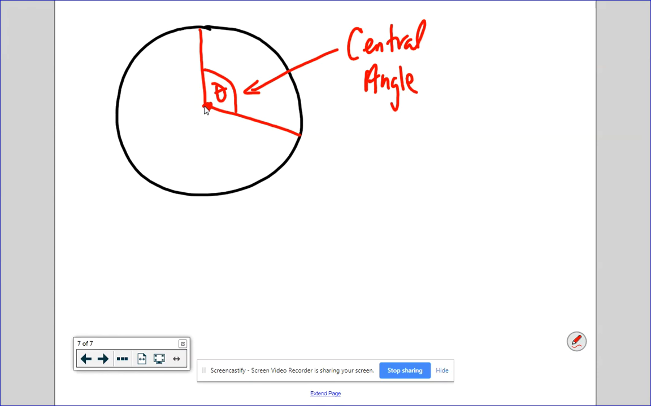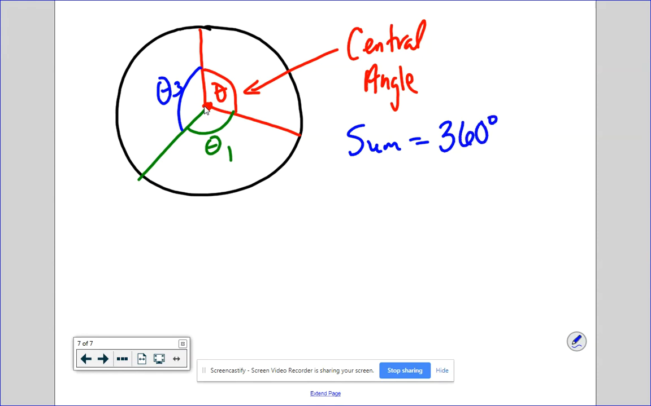And when we're talking about a central angle, it's any angle inside of a circle. So we could call this theta 1, and then we could have a third angle here that we call theta 3 or something like that. The biggest thing with central angles is what do central angles have to sum to? 360 degrees. Or in radians, from what we talked about yesterday, what is?